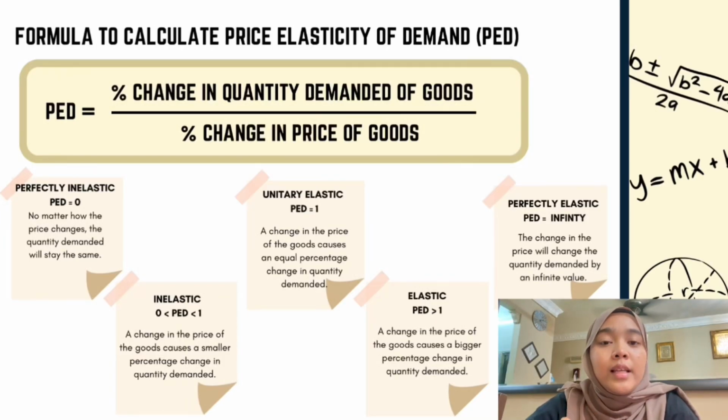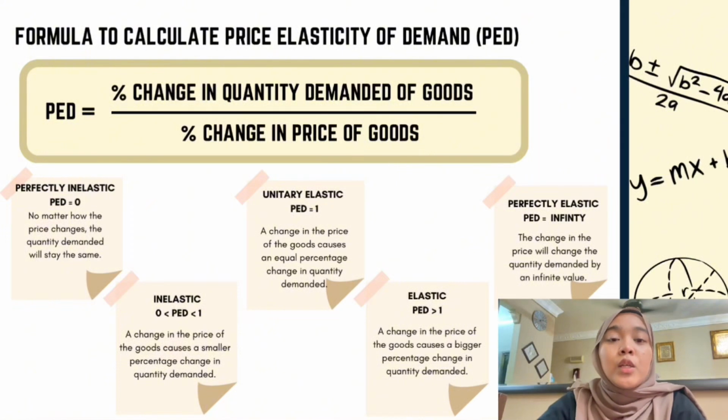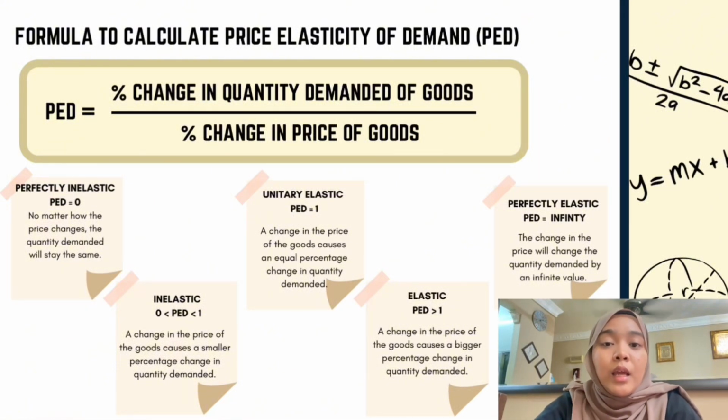The third one is unitary elastic. Unitary elastic is when a change in the price of the good causes an equal percentage change in quantity demanded. Another one is elastic. Elastic is when a change in the price of the good causes a bigger percentage change in the quantity demanded. For example, shampoo. Lastly, perfectly elastic. Perfectly elastic is when a change in the price will change the quantity demanded by an infinite value.